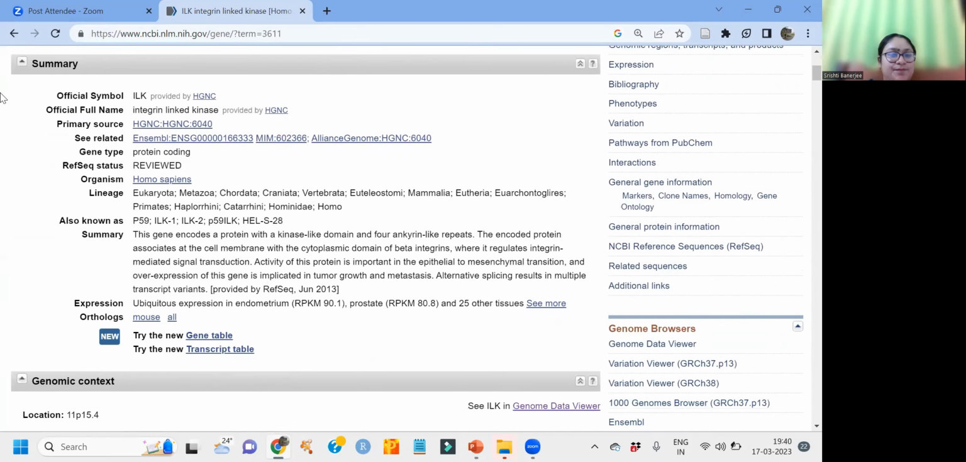So now what are these? This is a summary of everything, like what is the name, symbol, primary source, the different Ensembl. Ensembl is one more database like that, different databases. The type of gene is a protein coding gene. It is present in Homo sapiens, and also the summary of what this gene does.